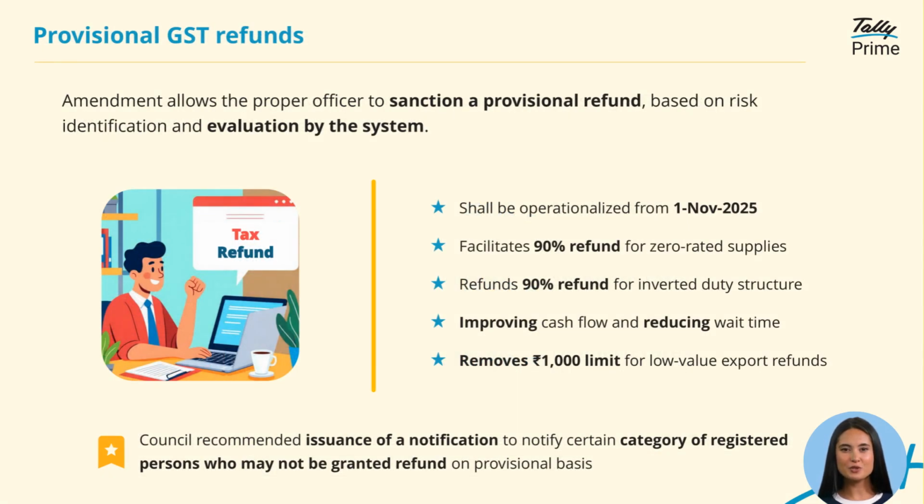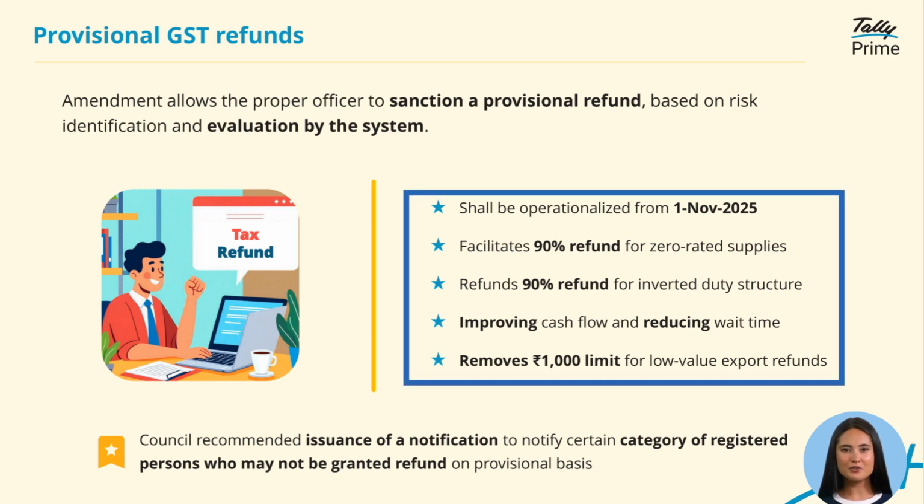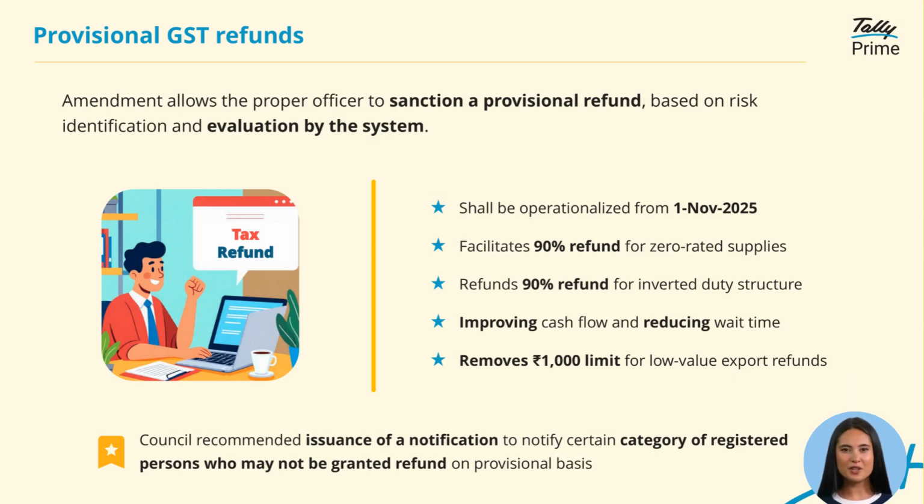From 1st November 2025, businesses can receive provisional GST refunds. This means officers can sanction refunds quickly based on system evaluation and risk checks. 90% refunds will be allowed for zero-rated supplies and inverted duty structures. This will improve cash flow, reduce waiting time, and even remove the 1,000 rupee limit for low-value export refunds. However, certain registered categories may be notified later who will not be eligible for provisional refunds.